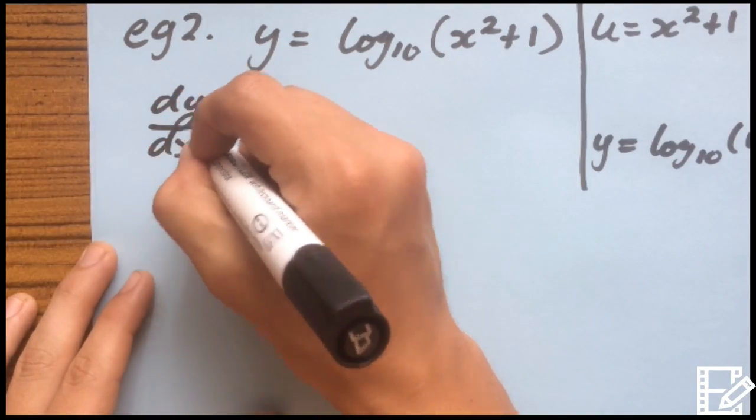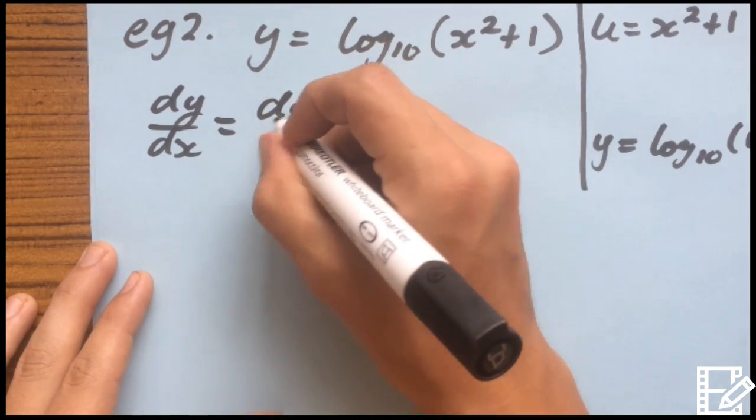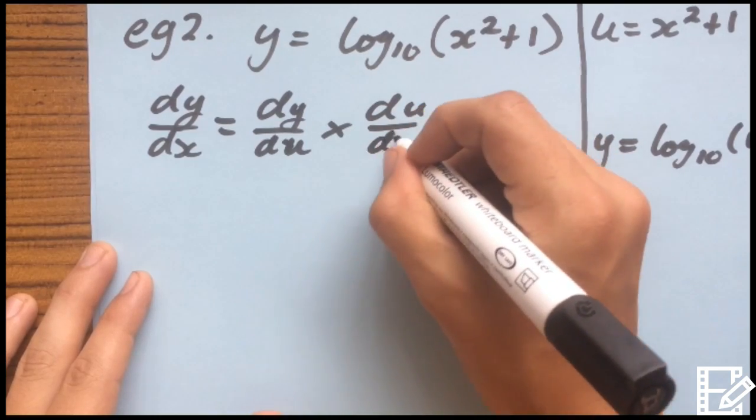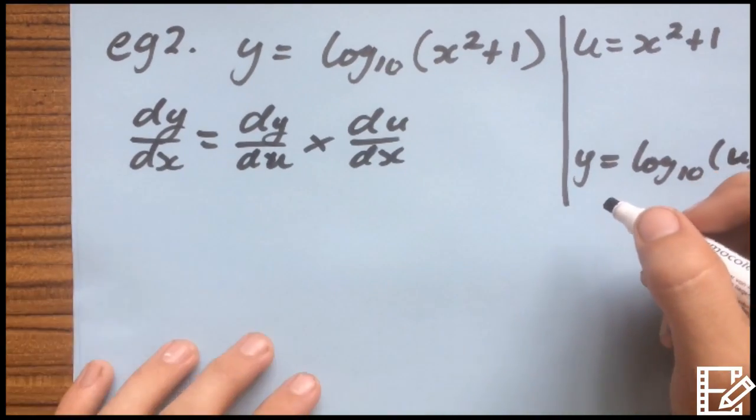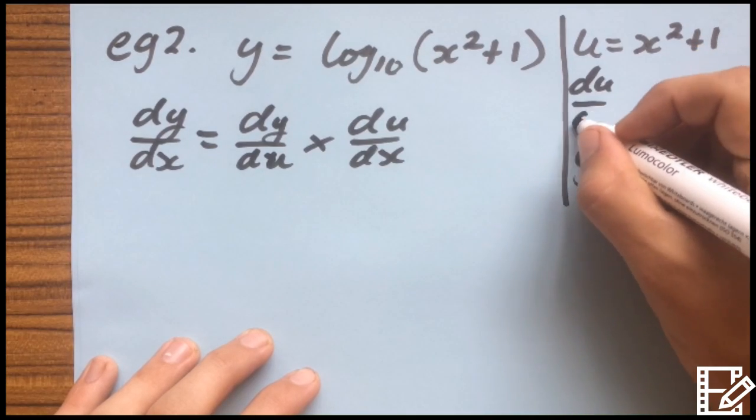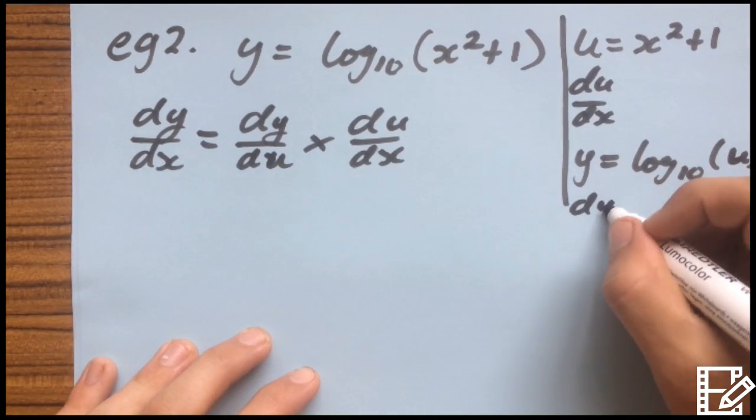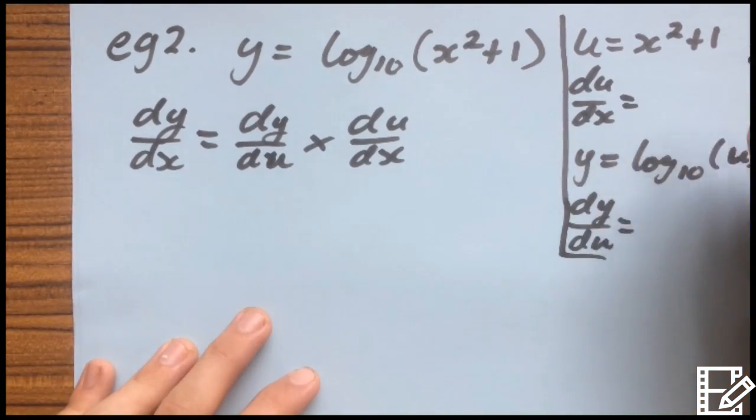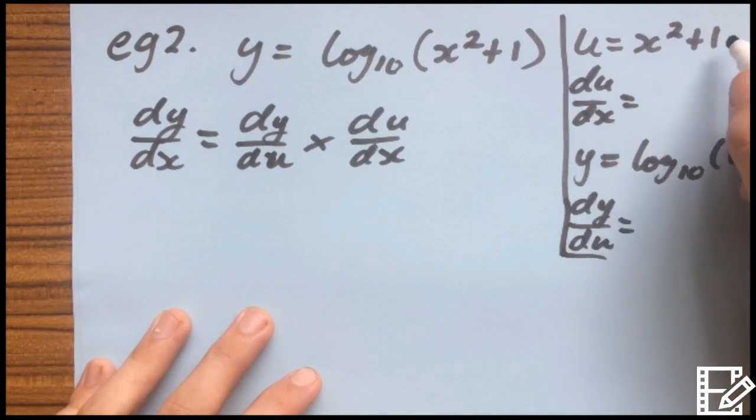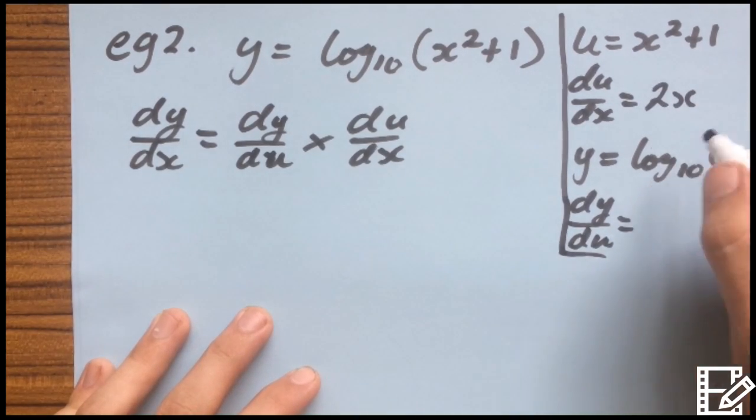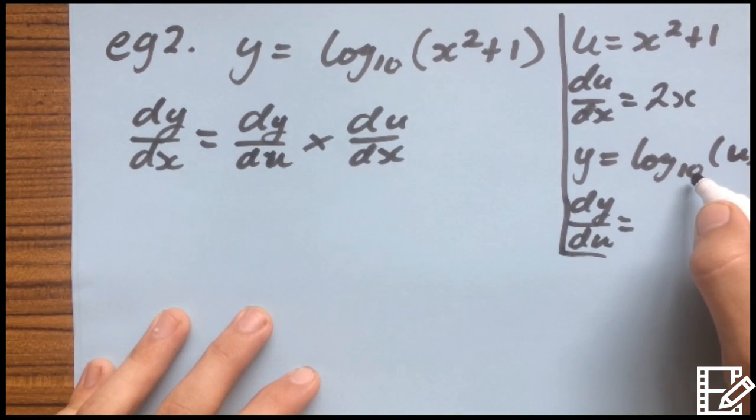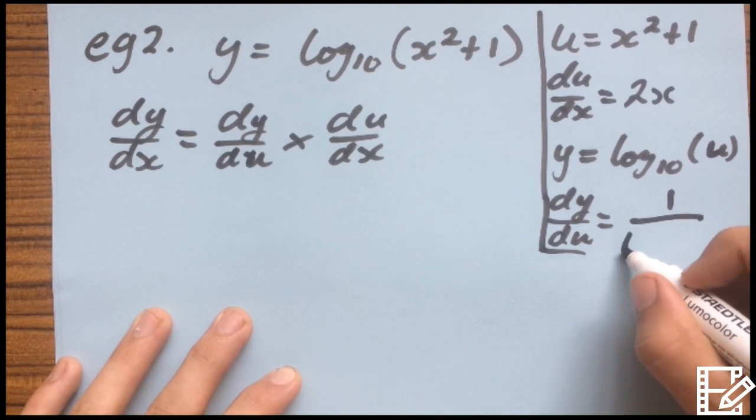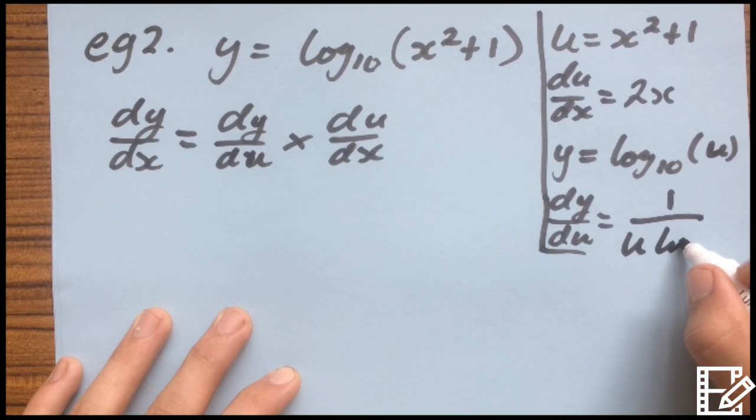The derivative is the derivative of y with respect to u multiplied by the derivative of u with respect to x. So we need to find the derivative of u with respect to x and the derivative of y with respect to u. The derivative of u, x squared plus 1, is just 2x, and the derivative of log to the base 10 of u is 1 over u ln 10.